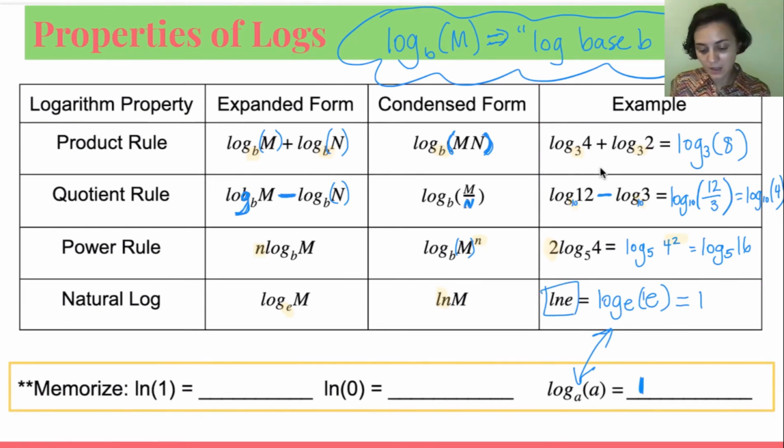In the little yellow box below, there are some logs and ln's, natural logs, that you should just have memorized. So ln or log of 1, both of these are just equal to 0. So log of 1 or ln of 1, both are 0.